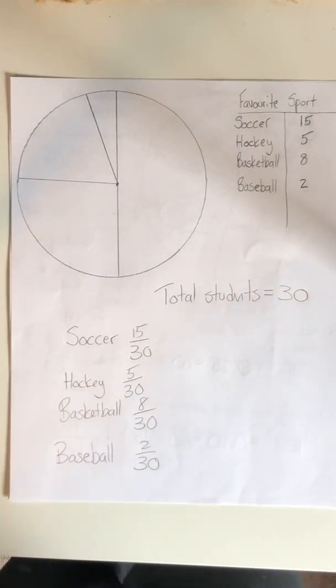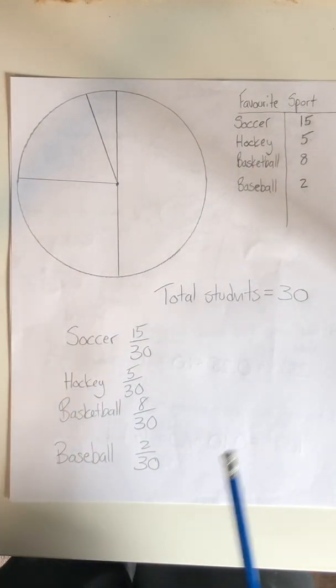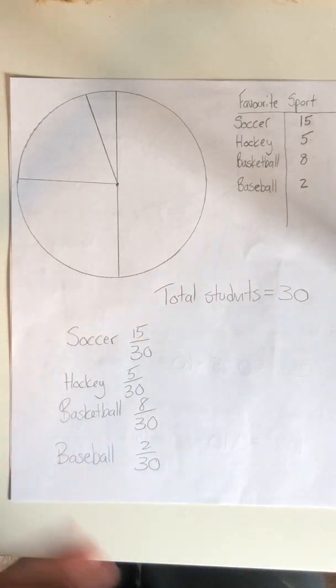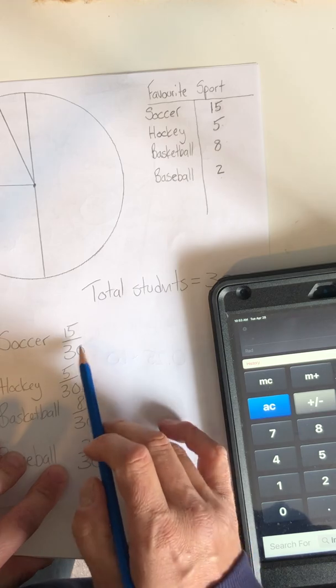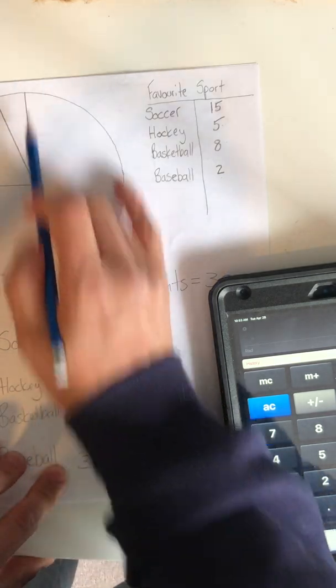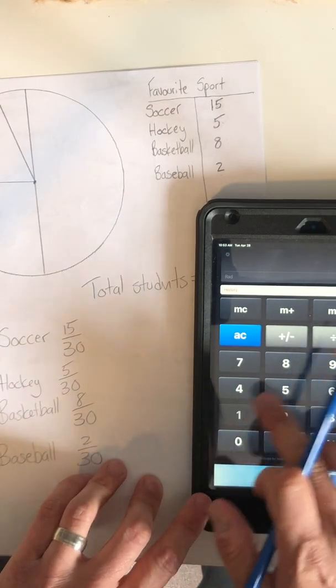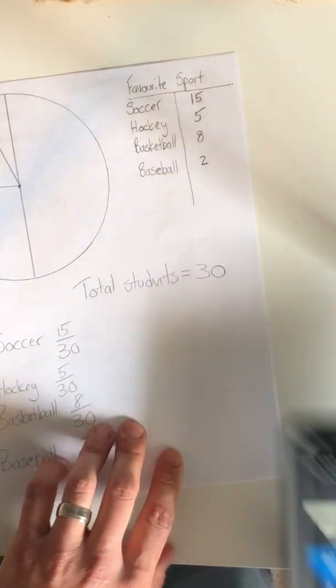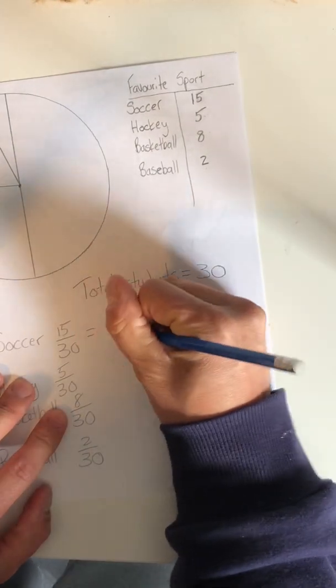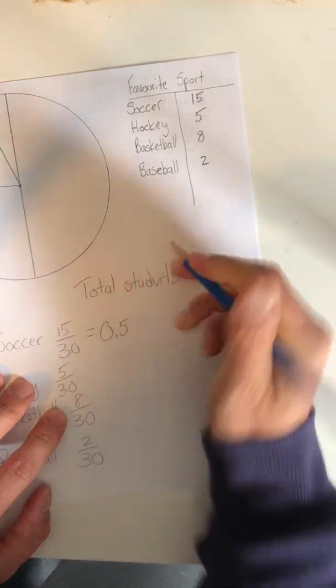Okay, so some of these I think I can figure out just by looking at them, but 15 out of 30, I think I have an idea of where that one's going to be. That one looks like that's just a half, so that's going to be my half, but let's just double check and make sure. 15 out of 30 is, yes, 0.5. That's 0.5. And what percentage is that?